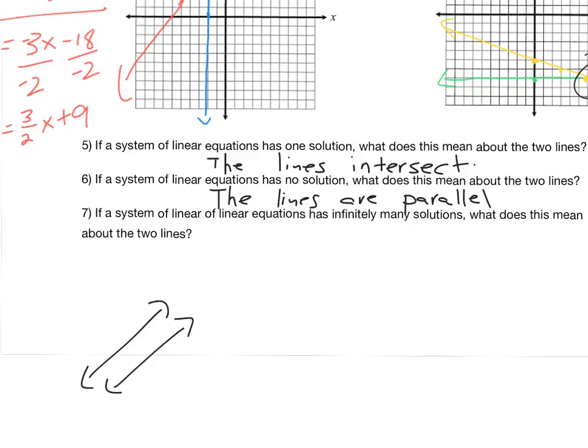And what about if there are an infinite amount of solutions? That would mean that we have overlapping lines, okay? And those aren't exactly overlapping, but they're supposed to be right on top of each other, it means that we have the same line. So if we have the same line, that means we would have an infinite amount of solutions.